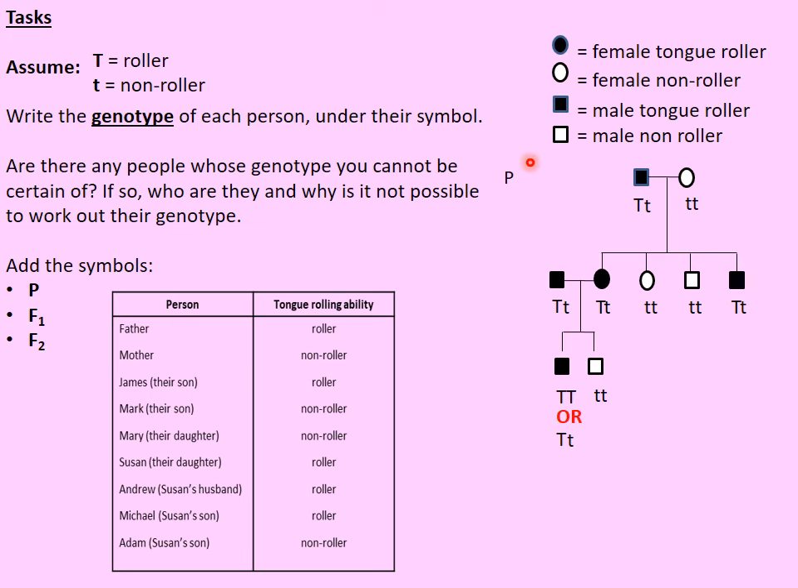And then, with the symbols you have to fill in next, just put where the P, the F1, and the F2 are. Your P is going to go at the top beside these parents. F1 would be this next generation down here. And then F2 would be these bottom individuals here.